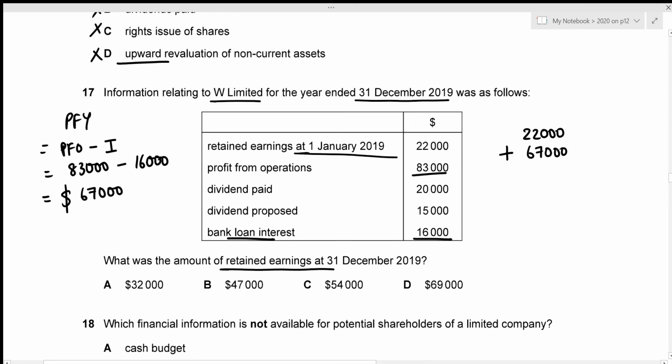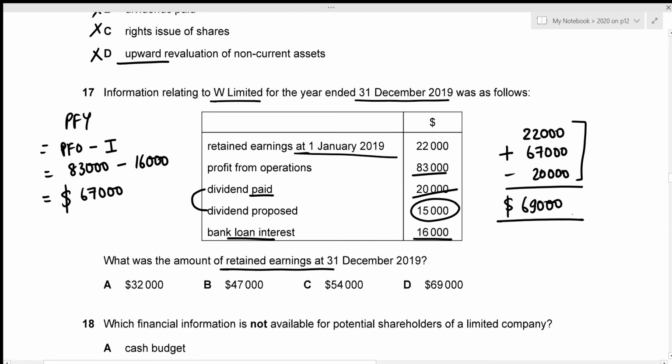Then we have dividend paid, and remember that dividend is always paid from our retained earnings, which means that the amount by which the dividend is being paid reduces our retained earnings. So we need to subtract this value of 20,000. And then we have dividend proposed. Remember that dividend paid and dividend proposed are two different things, because dividend paid is already the cash out, whereas dividend proposed, there is no cash out yet. So we do not need to adjust this value in our retained earnings, so we can just completely ignore this. So our retained earnings at 31st December 2019 is just going to be the sum of these three values. That's 22,000 plus 67,000 minus 20,000, which results in 69,000.